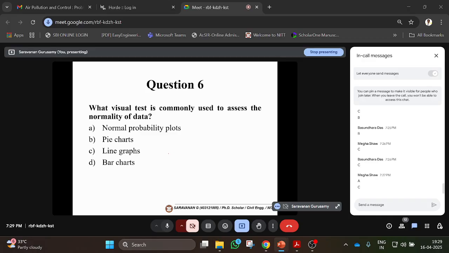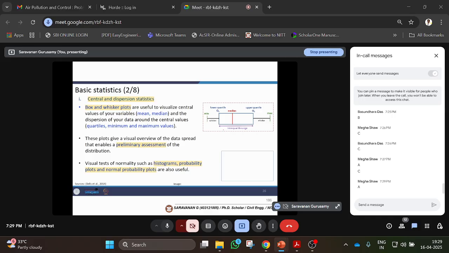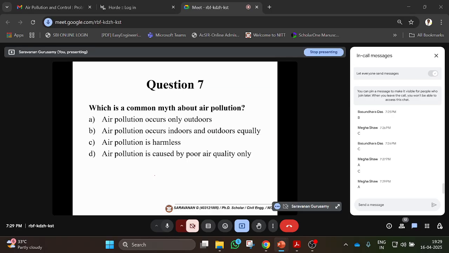I can use that. But a visual test is commonly used to assess the normality of data. The options are normal probability plots, pie charts, line graph, bar chart. For normality we need a normal probability plot, like a bell curve, or a box-and-whisker model. So for normality, I have to have normal probability plots.